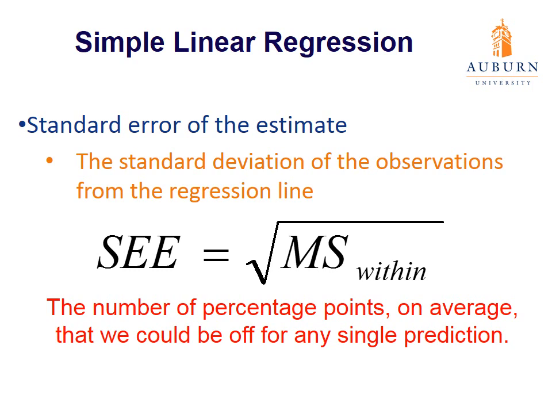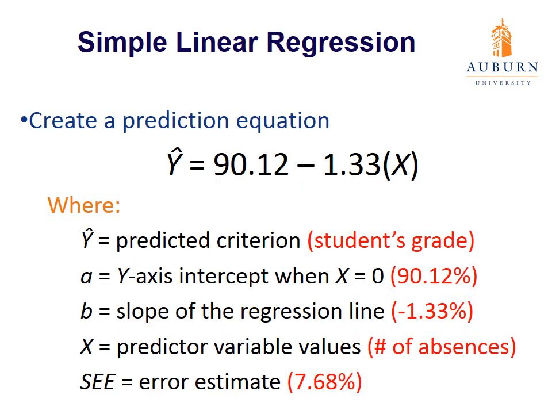So if we had a student who had a certain number of absences, we could get a prediction, but that prediction is likely to be off by a certain amount. And so we can create a range of where we would expect that particular student's grade to fall. So now we have a prediction range rather than just a prediction value. And that's what the standard error of the estimate gives us. In addition to our prediction equation, we can now add the standard error of the estimate.